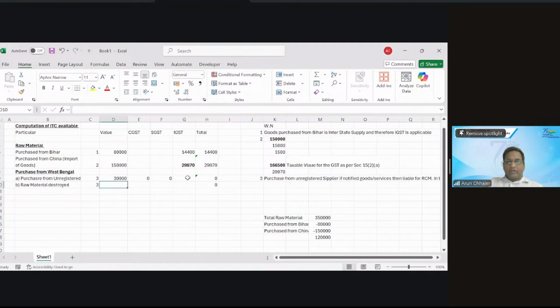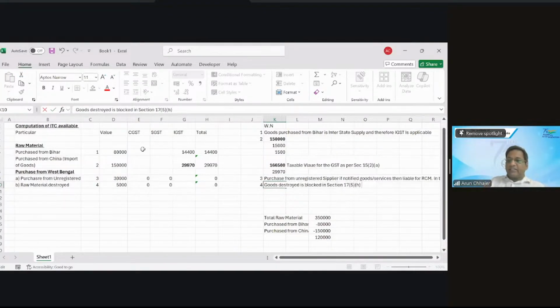Now raw material destroyed. How much raw material was destroyed? Let me see that question. 5,000 rupees worth. Again, we cannot take the ITC. Can simply write goods destroyed is blocked in section 17 subsection 5. If you remember, you can write the clause, otherwise leave it.